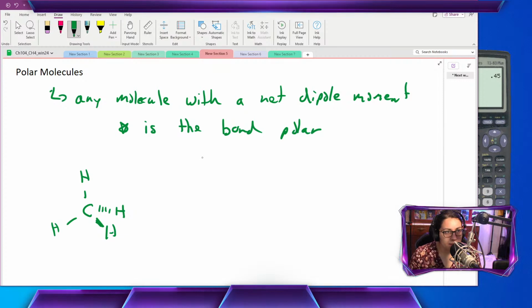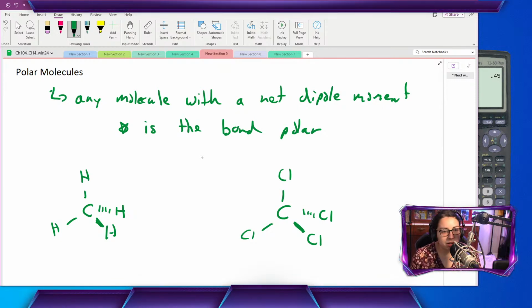But now let's take a look at a different molecule. What if we look at carbon tetrachloride? This used to be commonly used as a solvent, but it is carcinogenic, so it's been phased out. Let me put our electrons in for completeness' sake.